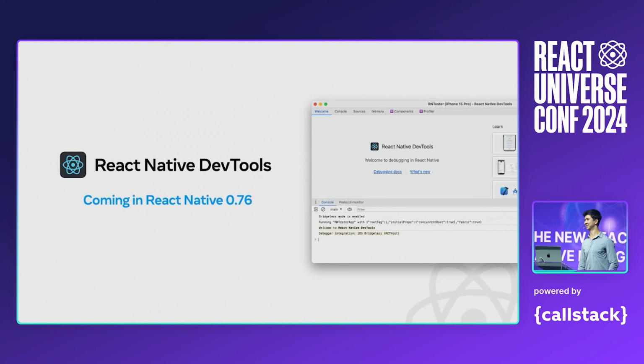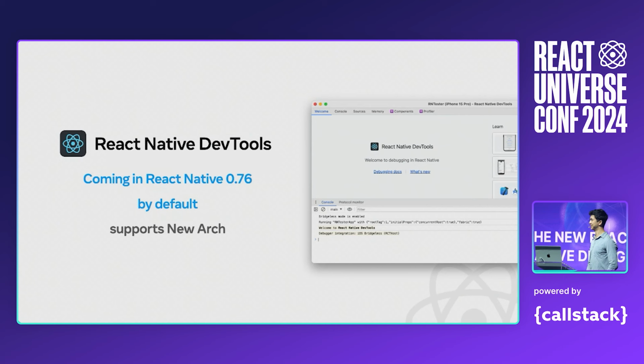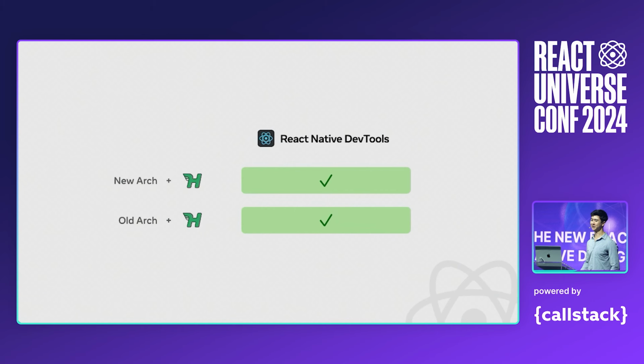Coming in React Native 76, by default. And with determined effort from our team, it supports both the new and old architectures. We've done this to support the widest range of React Native developers we can at launch. React Native DevTools becomes the single debugging experience for all apps using Hermes. We are releasing as stable, and there is no beta opt-in.